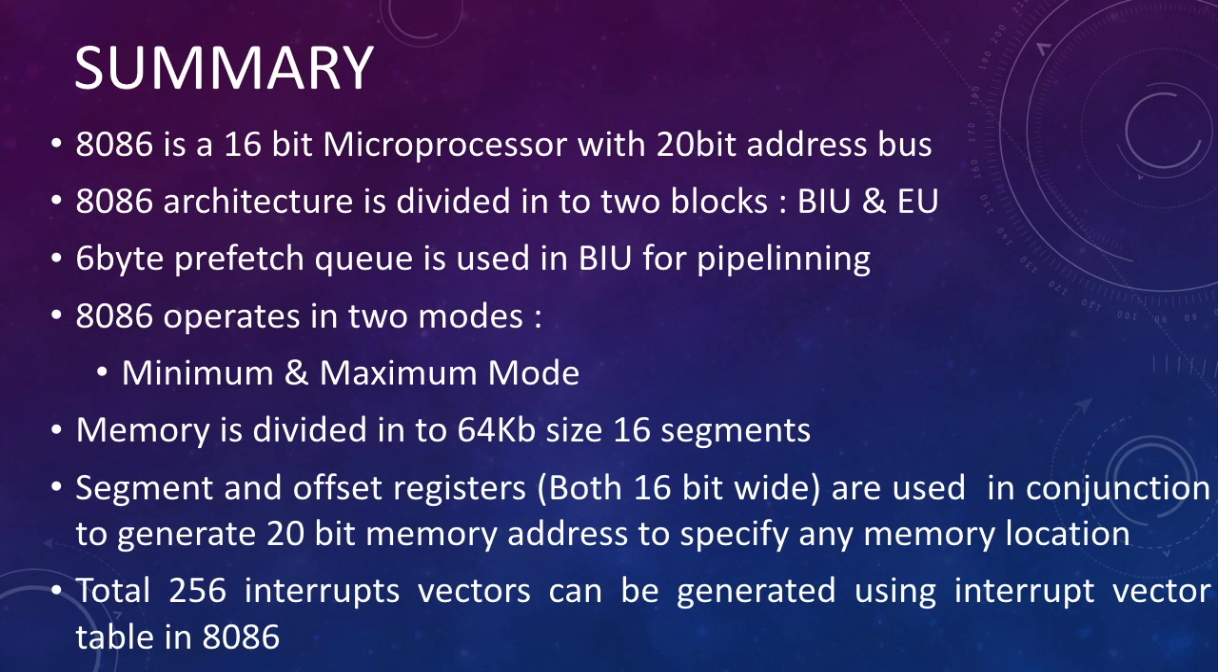8086 operates in two modes, minimum and maximum mode. In minimum mode, it works as a standalone processor, whereas in maximum mode, it is a multiprocessor communication system. Segmentation is done for memory management. That is, memory is divided into 16 segments, each of size 64 KB. Segment and offset registers are used in conjunction to generate a 20-bit memory address to specify any memory location from a 16-bit address. A total of 256 interrupt vectors can be generated using the interrupt vector table in 8086.